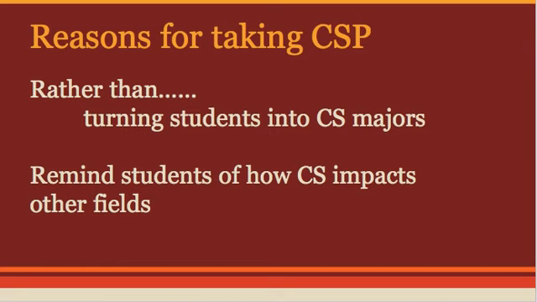So for instance, you'll have some students in your class, and you might want to share with them reasons why you think it's a good idea to be in CS Principles. So rather than trying to turn your students into CS majors, I would really encourage you instead to remind your students about how computer science impacts lots of other fields. In fact, this is really a good chance for students to start talking about things they want to do after high school and careers they want to go into. So it's always helpful for you to show your students where computer science impacts those other fields.